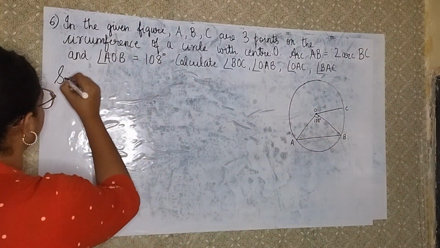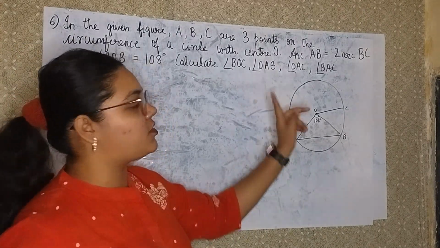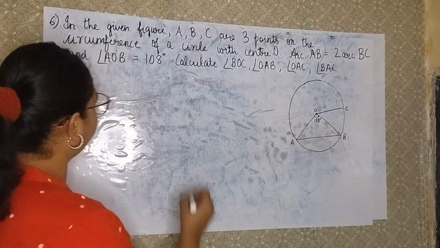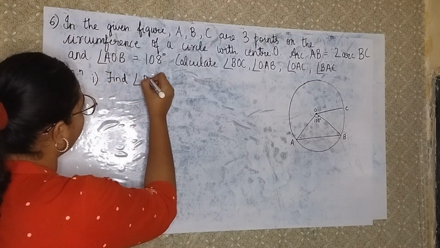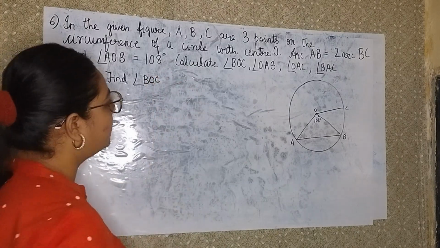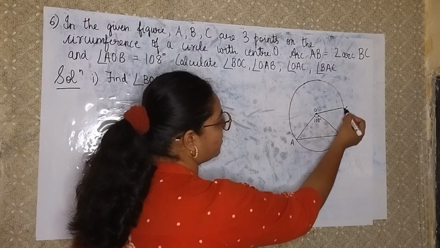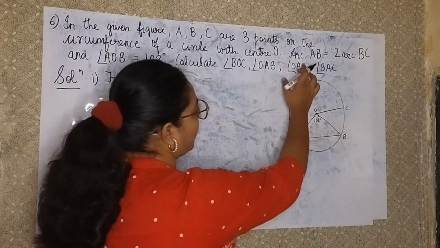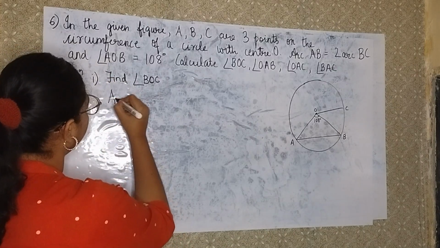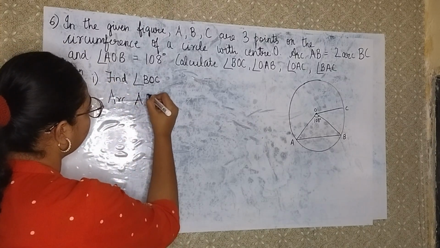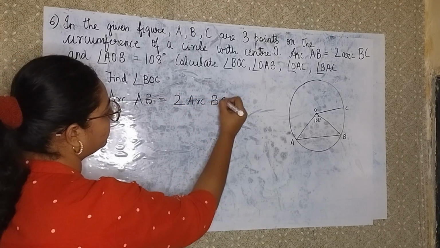For the solution, again we will be dividing the question into 4 parts as 4 angles are given. So first part will be to find angle BOC. Check where angle BOC lies. It lies under this part of the circle and we know that arc AB is equal to 2 arc BC. So I'll write here arc AB equal to 2 arc BC.